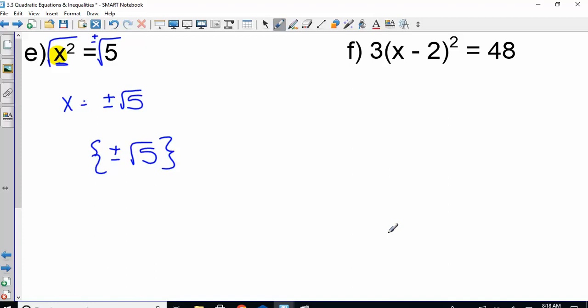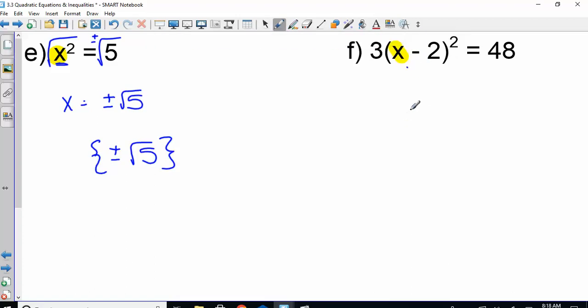Oh, snap. 48 divided by 3 is something, isn't it? Can we divide by 3? Okay, there's really two different options for this one. Could you multiply this all out and do box method? Yes. I like box. I don't like box method. Oh, sorry. Slip and slide.